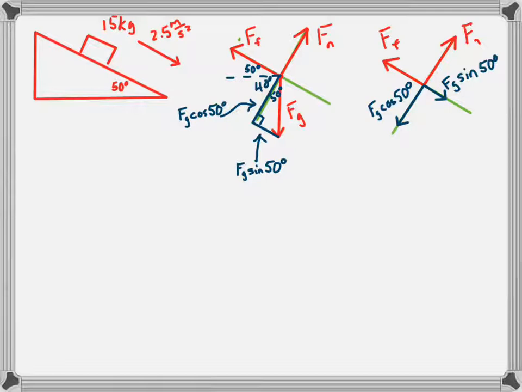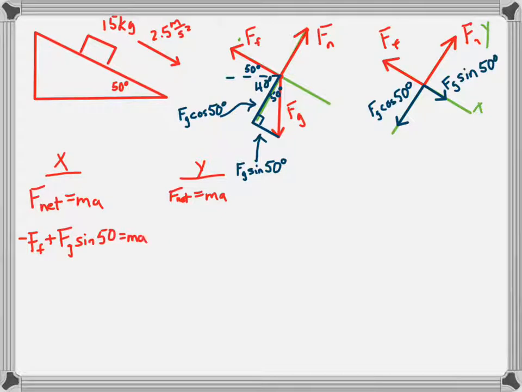It's usually a good idea to write down Newton's second law for each of the directions. So for the x direction, F net equals ma. For the y direction, same thing. And when I replace F net with all the forces in the x direction, I sum up the forces in the x direction, keeping track of signs. I get negative F due to friction plus F sub g sine 50 equals mass times acceleration.